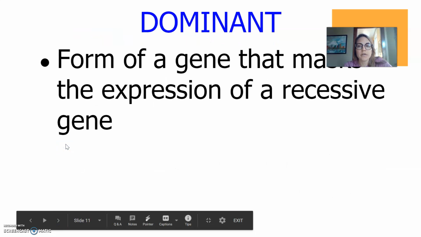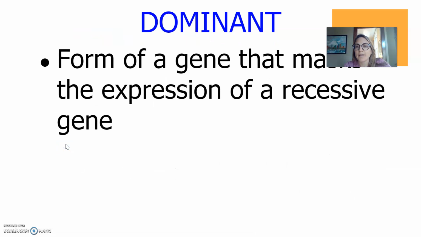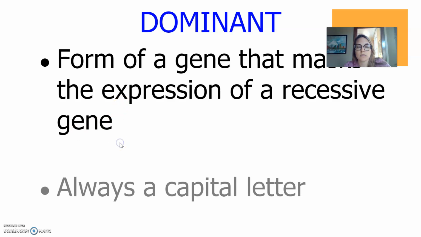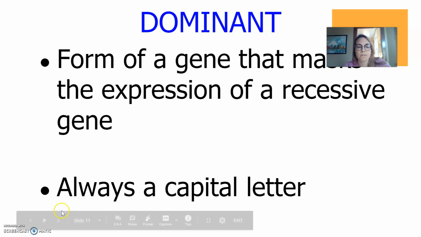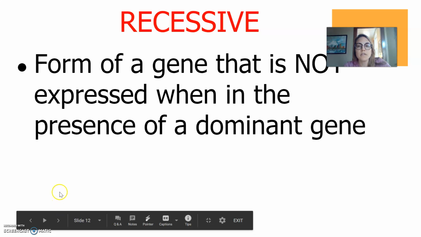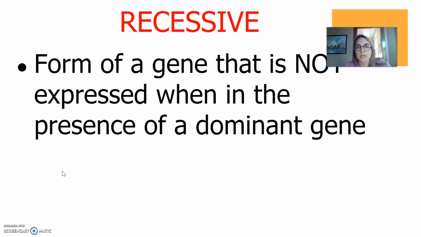A dominant allele is a form of a gene that will mask the expression of the recessive gene. It is always represented by a capital letter. A recessive allele is a form of the gene that is not expressed when in the presence of a dominant allele. And so to have a recessive trait show up in the phenotype, you need to have both alleles be recessive, or homozygous recessive. That means you got both recessive alleles from the mother and the father.